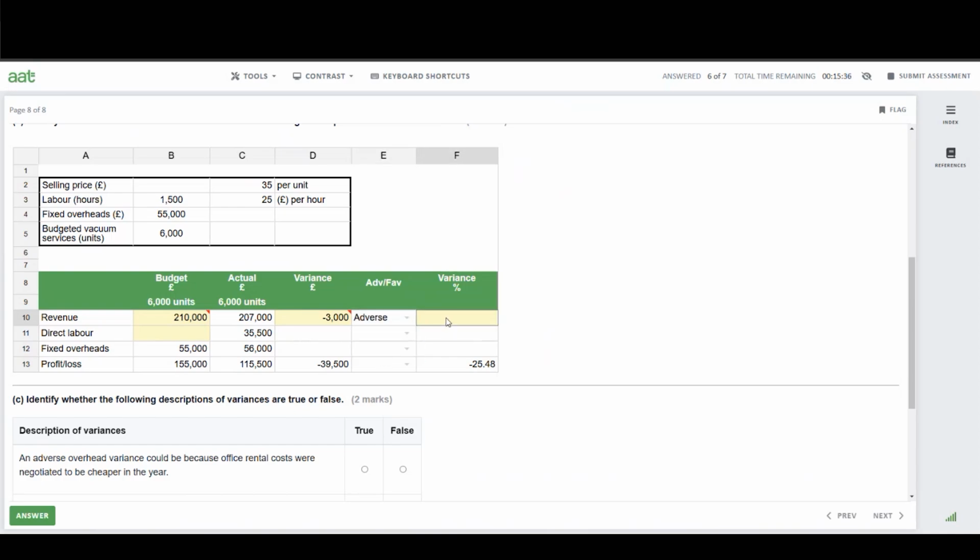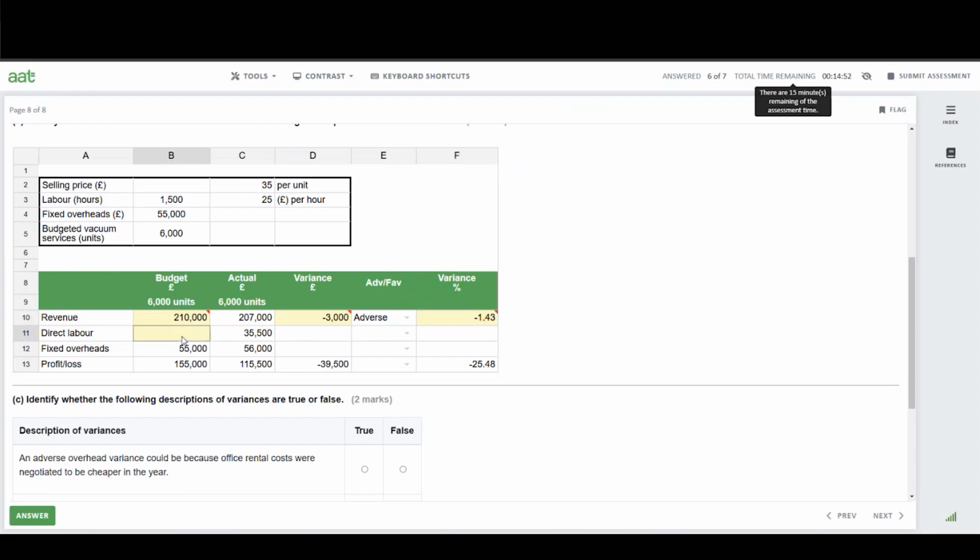My variance percentage, so the variance percentage is the variance expressed as a percentage of the budget. So my variance is in cell D10. I'm going to divide that by my budget in cell B10, and mustn't forget to multiply by 100 because this is a percentage. So D10, the variance divided by the budget in B10 multiplied by 100. Again, I would just use my calculator to check that that's actually calculated the right percentage.